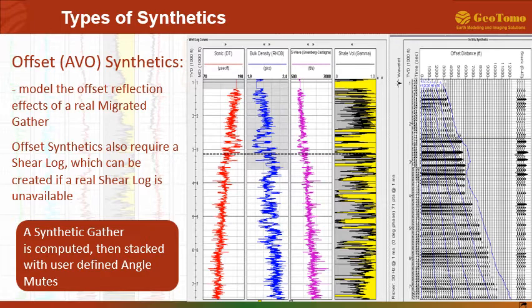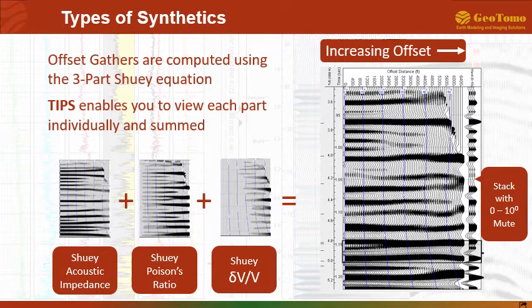Aviosynthetics also require a shear log. If you don't have a field shear log available, you can easily generate one in TIPS from the sonic, density, and the gamma ray logs. Offset gathers are computed using the 3-part Shuey equation based upon P wave, shear wave, density, and reflection angles. In TIPS, you can observe how varying lithologies and fluids affect reflection characteristics in the near, mid, and far sections of the gathers. Each part can be displayed separately and summed.